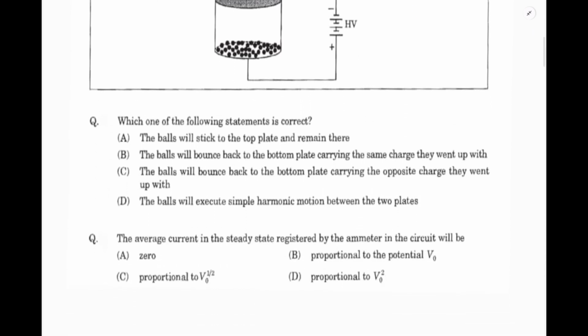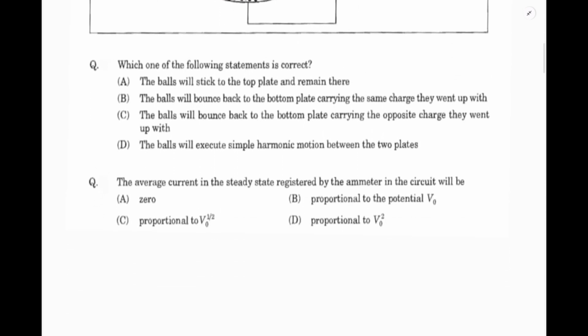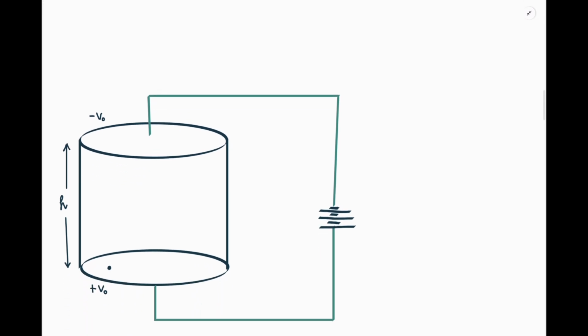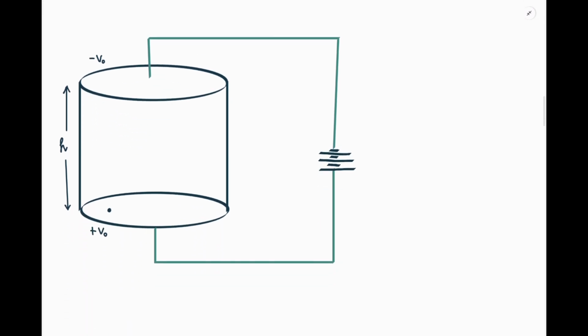The first question asks which of the following statements are correct, and it is about the nature of the ball's motion. The next one is about the average current in the steady state registered by the ammeter in the circuit. So let's get started with this problem. For that I am drawing a labeled diagram again for our understanding. So this is the diagram which we have.